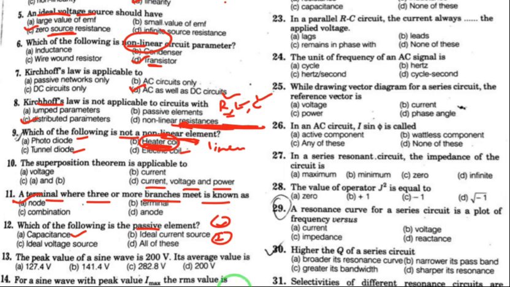And next one, 13th question. The peak value of a sine wave is 200 volts. Its average value is? Here the peak value of the sine wave, Vpk, is given, that is 200 volts. In this he is asking the average value.